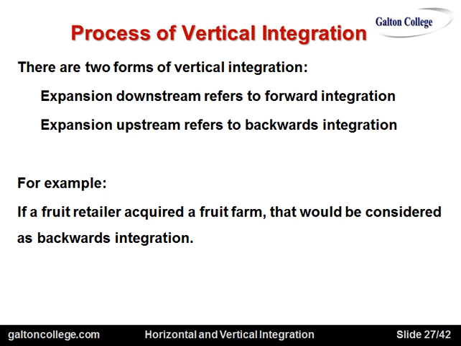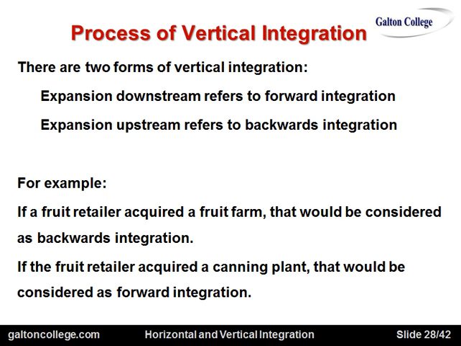For example, if a fruit retailer acquires a fruit farm, that would be considered as backward integration. It's moving backwards. It's moving upstream. It's moving towards the source of raw materials. If a fruit retailer acquired a canning plant, that would be considered as forward integration. Perhaps the fruit retailer needs to widen its market, so it would produce the produce. It's a producer, and then it cans the items for resale, and it may retail it, in which case it's got all three levels. It grows the crop, it cans it, and it sells it. That would be complete integration, covering the three levels.